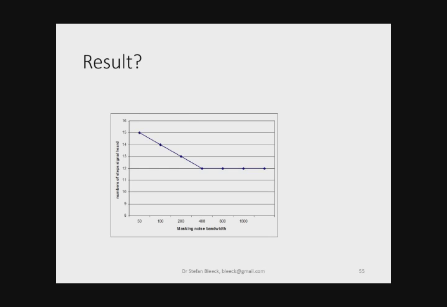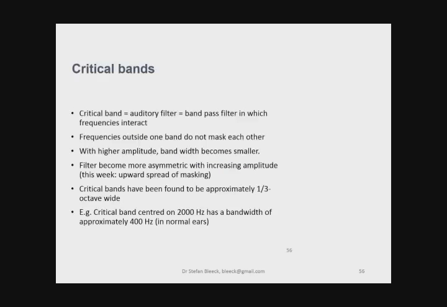And this critical threshold, or critical bandwidth here, is very, very important, because that is what's called the auditory filter bandwidth. Right, so critical bands, that is one critical band. Every frequency has a critical band. 1,000 hertz has a critical band of 400 hertz. So it's like a band pass filter in which what happens? In which the noise interacts with the sound.